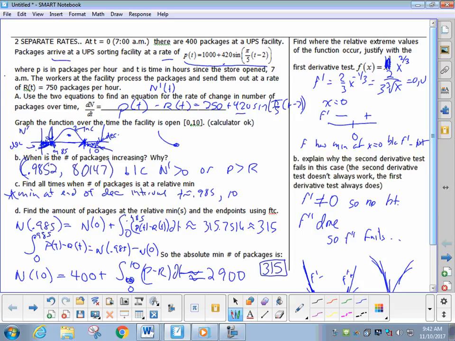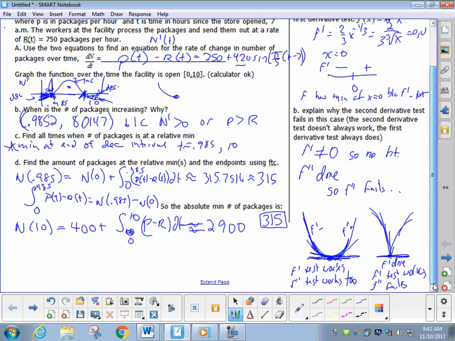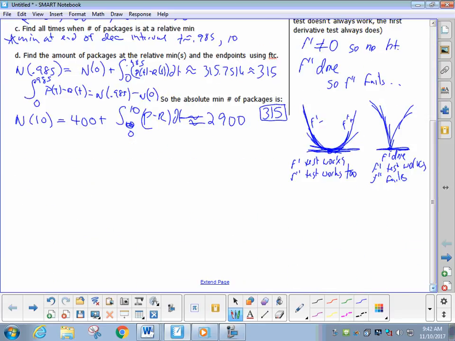So, if I gave you a picture like this, which test or tests could you use to identify extrema at A? First and second. What about at B? First one. Okay?